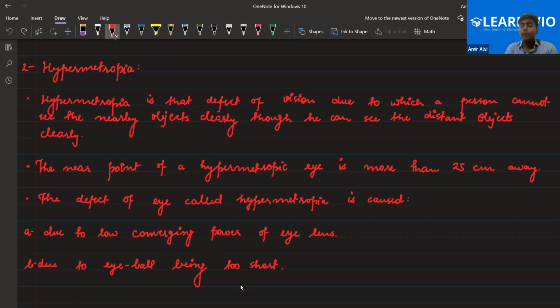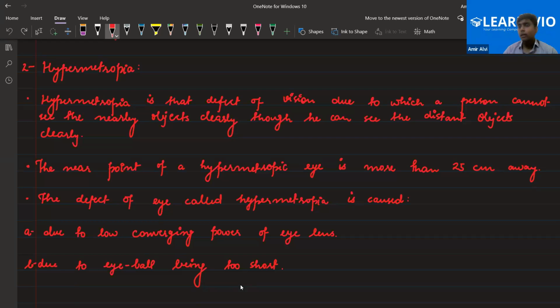So the person is not able to see nearby objects clearly, but he can see distant objects clearly, right? Far objects. So in that case, the near point is increased. Due to hypermetropia, the focal length of the eye lens is increased. That's why the near point is shifted away from the eye. It is greater than 25 centimeter, right? What is the minimum distance, everyone, for the eye?